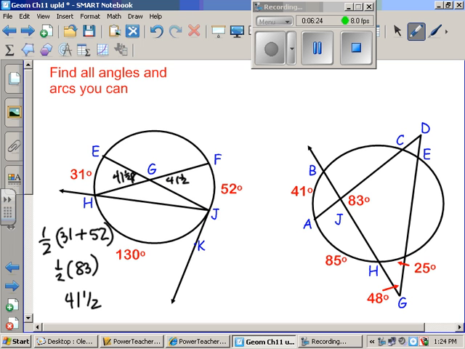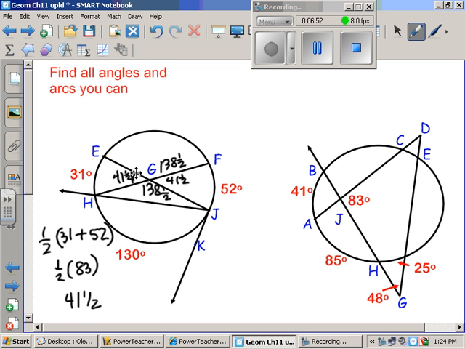And then angle EGF is a linear pair, so it's 180 minus 41 and a half, which is 138 and a half. And that one is 138 and a half. Okay, so I'm working through my puzzle.